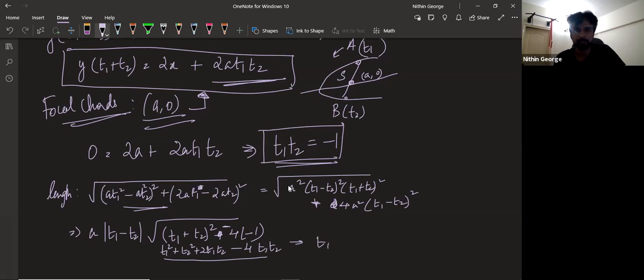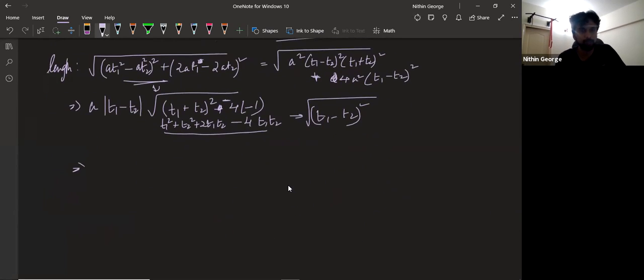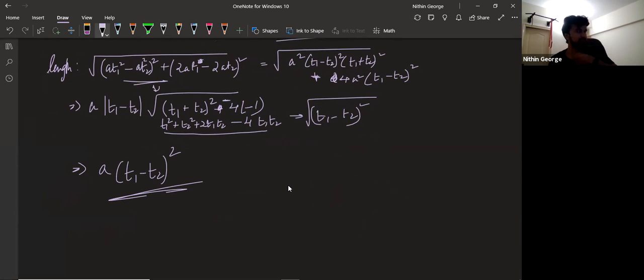You get this as T1 minus T2, the whole square under the root. Say this root. Okay, so you get the length of the focal chord as A into T1 minus T2, the whole square. All right. It's a pretty useful thing to remember, but yeah, it's not necessary you remember it. You can derive it on the spot. Remember this subtle change here. This plus 4 becomes -4 into -1, where T1, T2 is equal to -1.